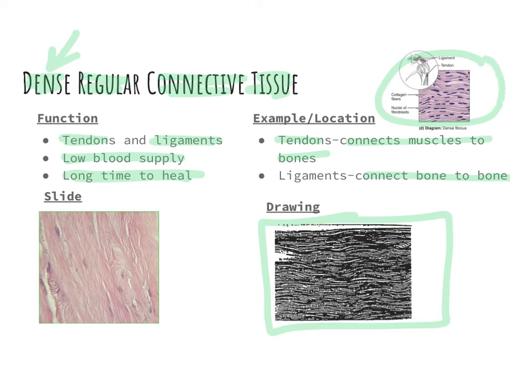In this image here, you can see it's showing you some tendons and ligaments around the shoulder joint. And you can see again, those fibers are really densely packed in there, which makes tendons and ligaments extremely strong. Here is a picture of a slide of dense connective tissue. Again, really, really tightly packed fibers make it really, really strong, but low blood supply makes it heal very slowly.